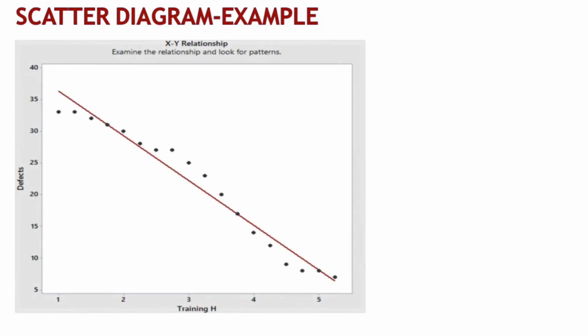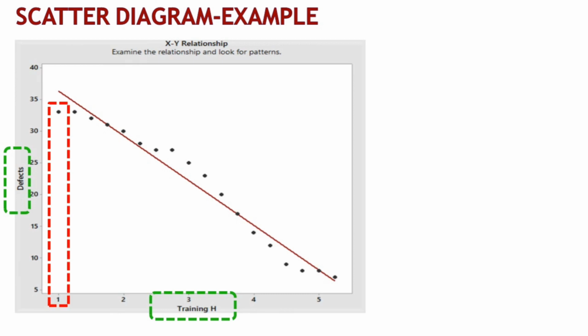Here we have a scatter plot showing the relationship between training hours and defects. Did you know that as we increase the number of training hours, something amazing happens? Yes, employee skill improves and the number of defects significantly reduces. Observe this interesting data. For just 1 hour of training, we see 33 defects.